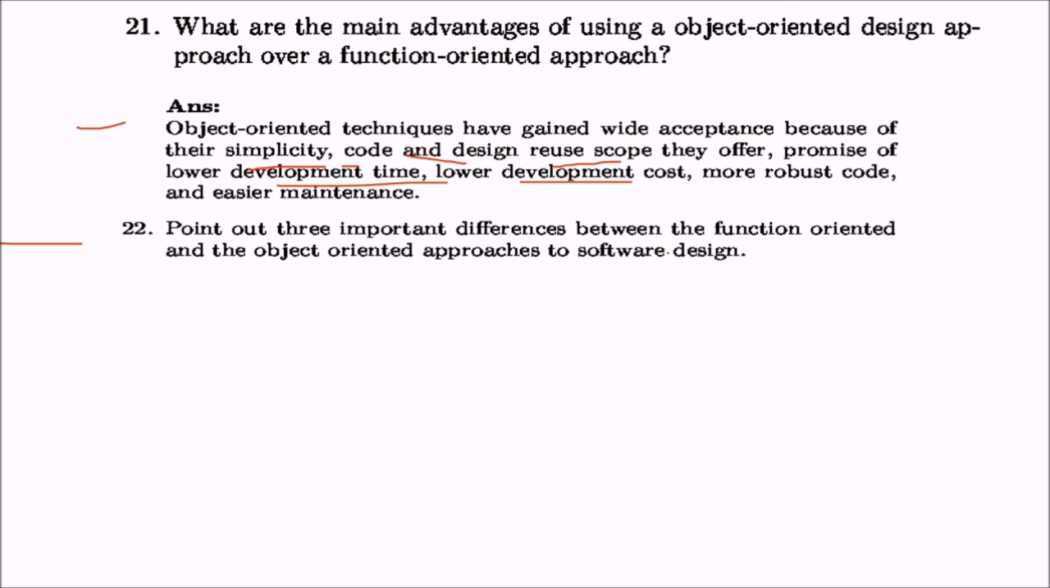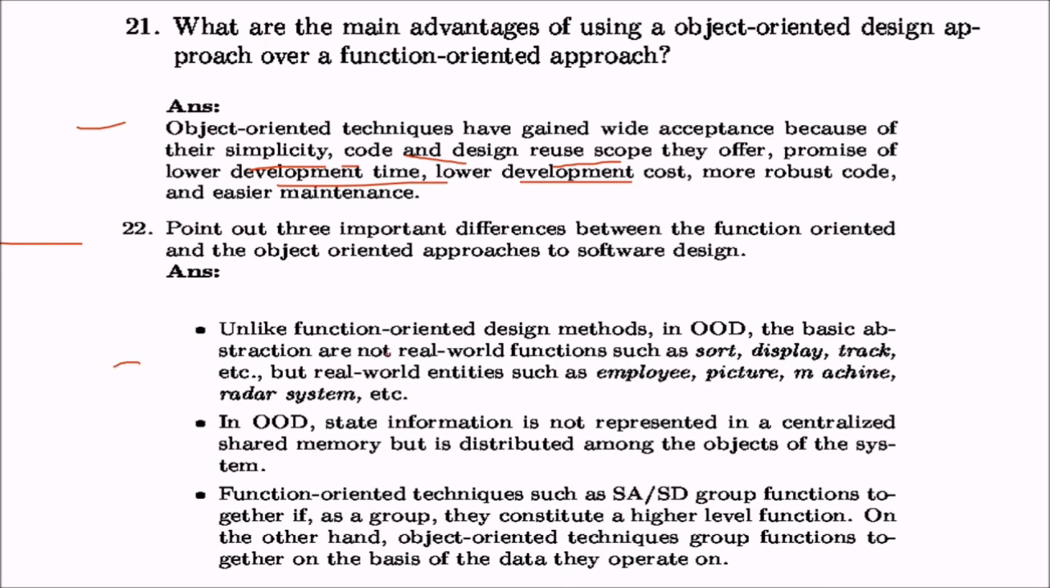Question 22: point out three important differences between function-oriented and object-oriented approaches of software design. So, first, unlike function-oriented design, in OOD the basic abstractions are not real-world functions such as sort, display, track, etc., but real-world entities as objects like employee, picture, machine, radar system, etc. In object-oriented design, the state information is not represented in a centralized shared memory, but is distributed among the objects of the system. Objects have their own data and their own functions.